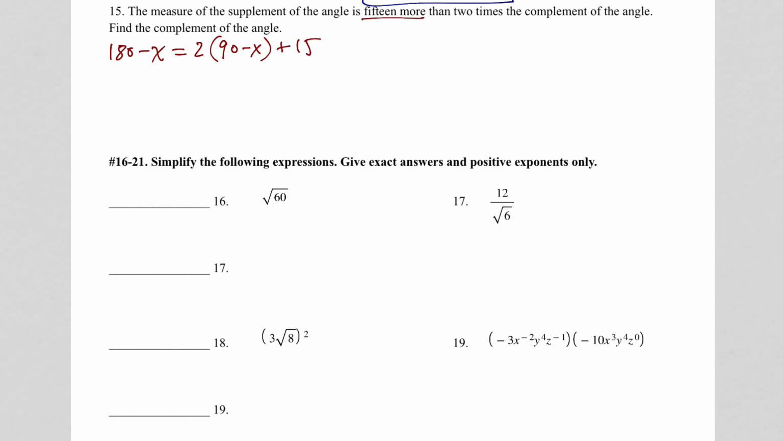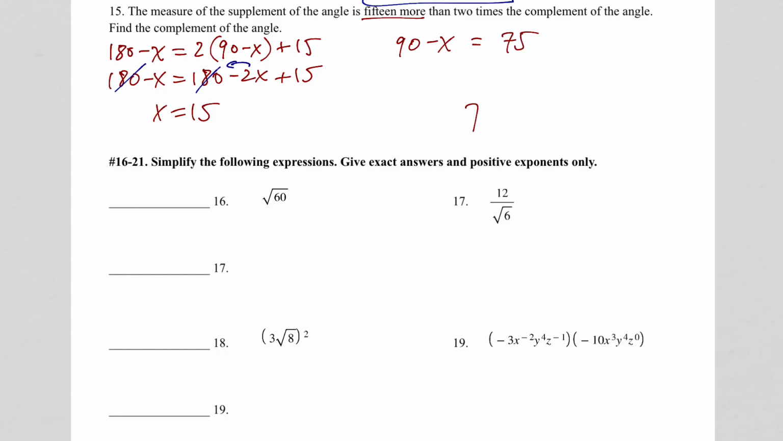Okay, so now I'm going to solve this, and I have 180 minus x is equal to 180 minus 2x plus 15. That 180 shows up on both sides. It'll subtract out. I'll move that over, and I'll get x is equal to 15. But it wants the complement. So 90 minus x is equal to 90 minus 15, or 75.